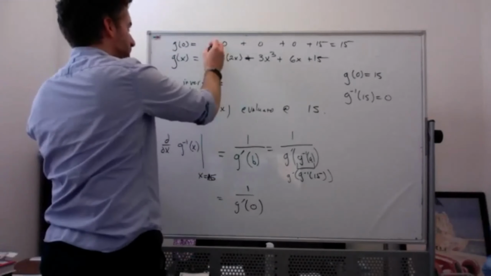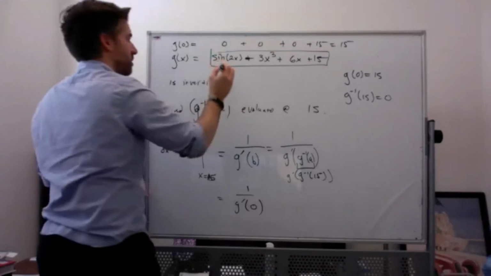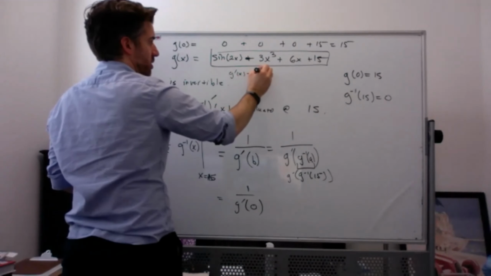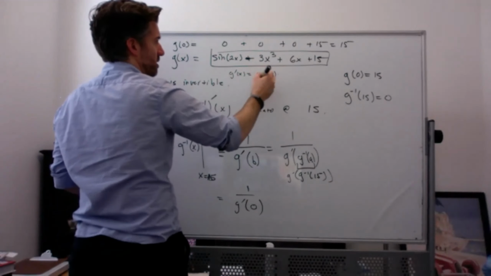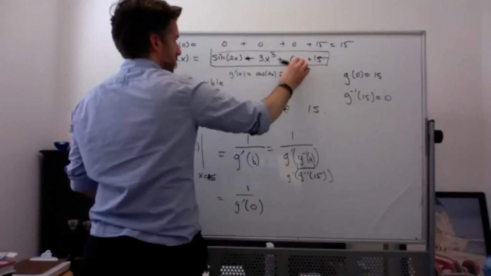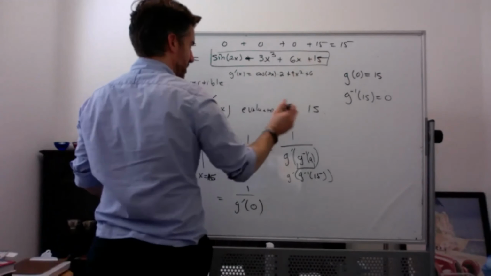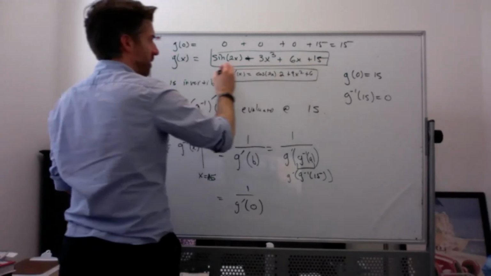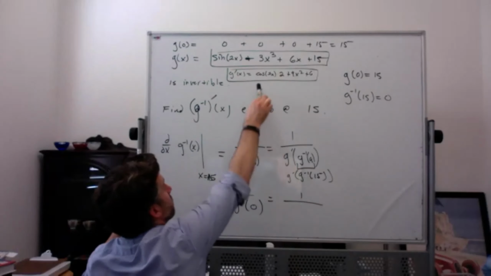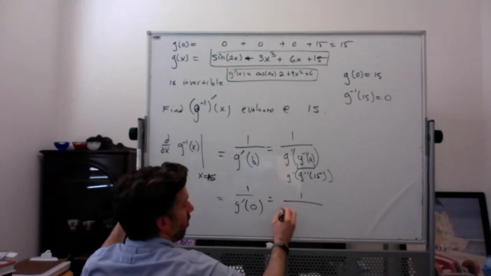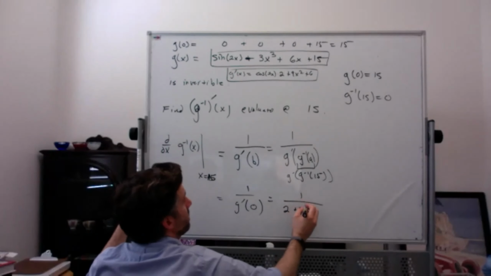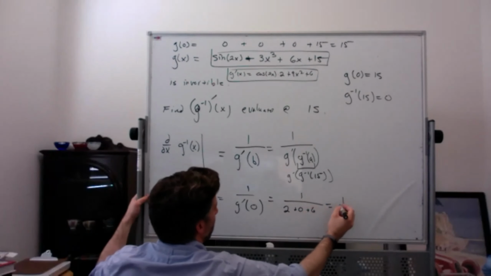So I have to take the derivative of this. g prime of x is: derivative of sine is cosine of 2x times 2. Derivative of 3x cubed is 9x squared. Derivative of 6x is 6. Derivative of 15 is 0. So there's g prime of x, and I'm going to plug in 0. We get 1 over g prime of 0. Cosine of 0 is 1, times 2. 9 times 0 squared is 0. And 6. We end up with 1/8.